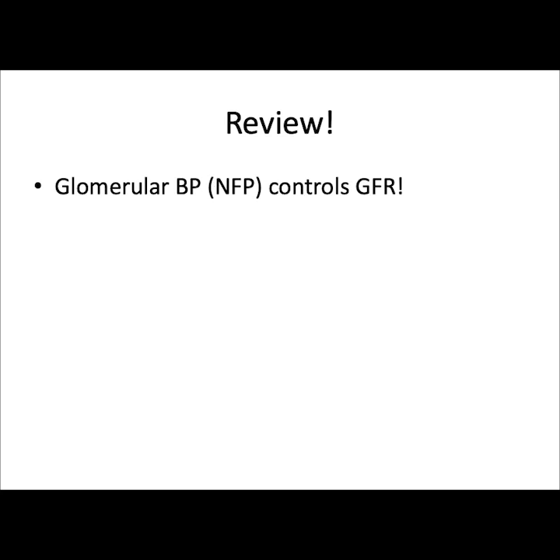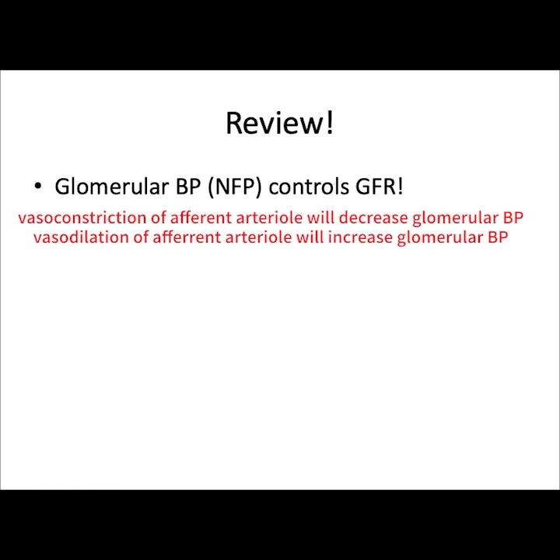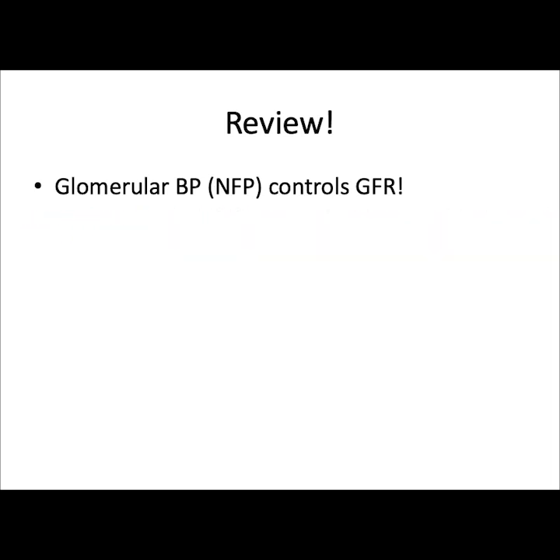If I want to regulate glomerular blood pressure, then I need to regulate how much blood flows into the glomerulus. To decrease blood pressure in the glomerulus, I have got to decrease blood flow into the glomerulus, and I can do that by vasoconstriction of the afferent arterioles. If I want to increase blood pressure in the glomerulus, I have got to allow more blood to flow into the glomerulus, and this can occur by vasodilation of the afferent arterioles. So keep these in mind as we move on to the regulation of glomerular filtration.